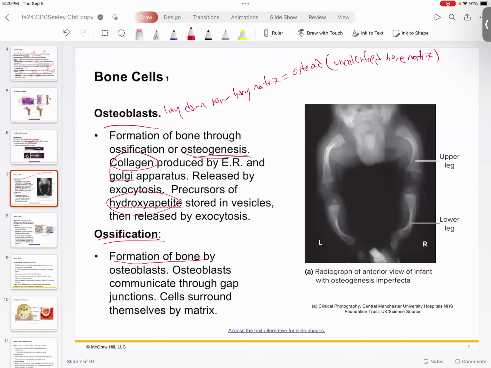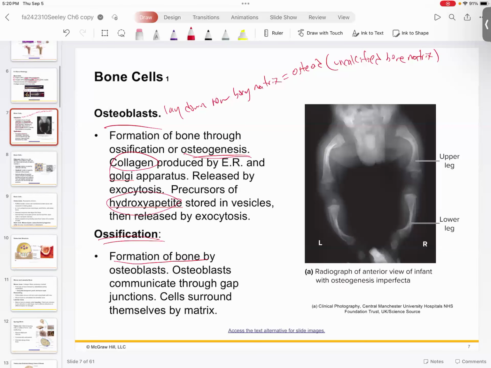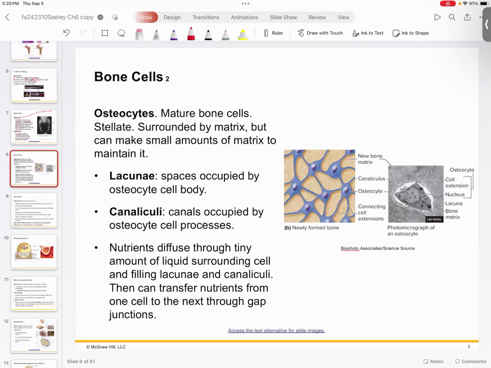The osteoblasts are laying down the bony matrix, and they surround themselves with it. As they do, they carve out a nice little space for themselves, the lacuna. Your osteocyte lives inside this lacuna. Remember, the osteocyte is a mature bone cell, and its job is to maintain the current bony matrix.